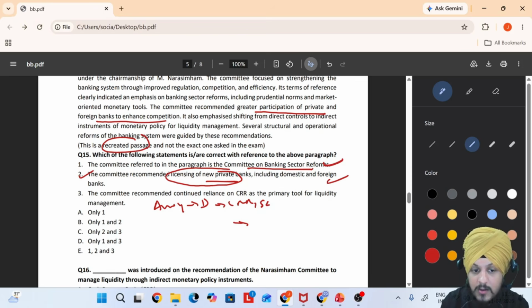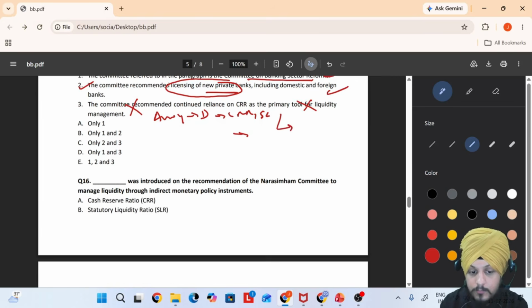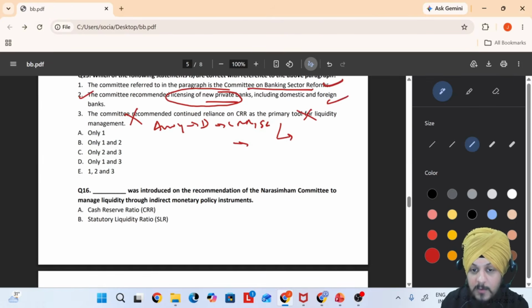Based on that, this statement is incorrect, because it connotes the opposite sense. It says the committee recommended continued reliance on CRR as the primary tool for liquidity management. This is wrong, because what did this committee recommend? It basically emphasized the liquidity adjustment facility, which includes tools like the repo rate. So this is something that was emphasized, and I hope it is clear to you. Based on that, B is going to be the correct answer to this question.